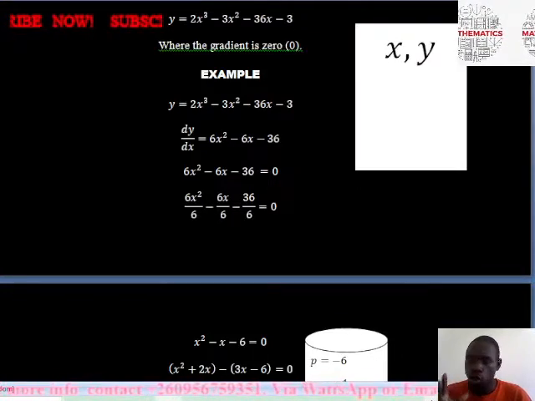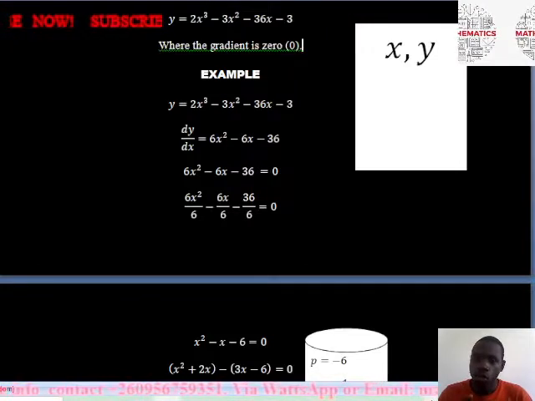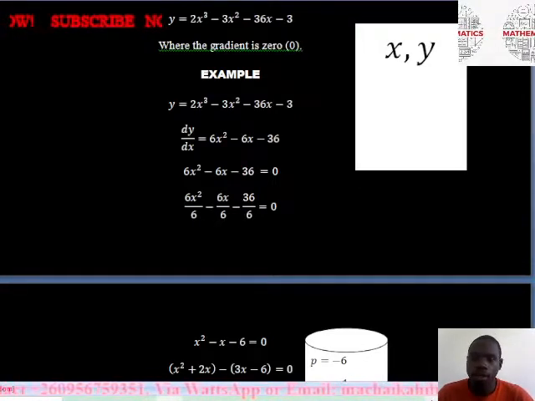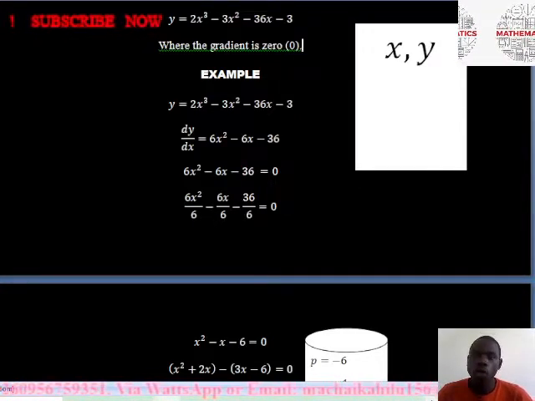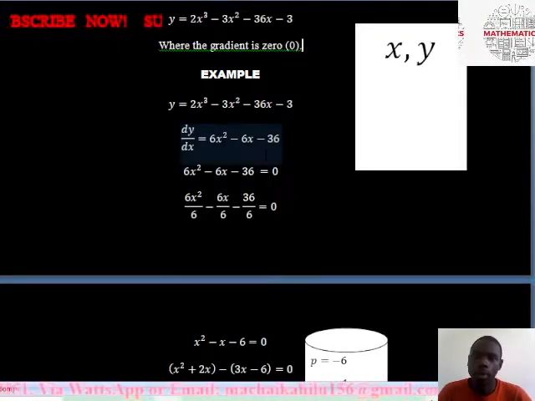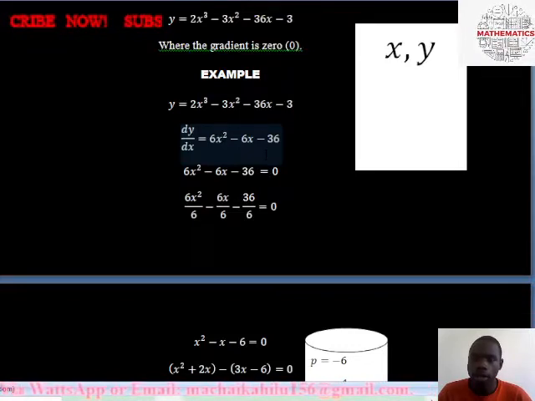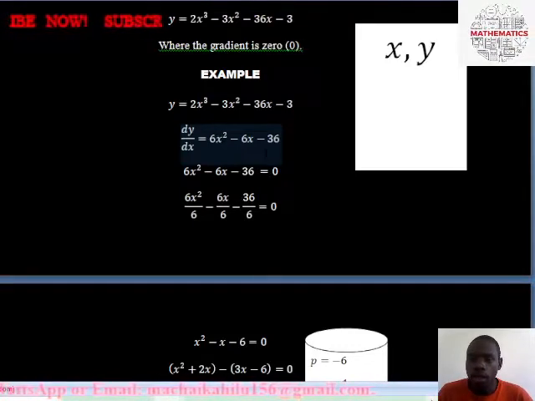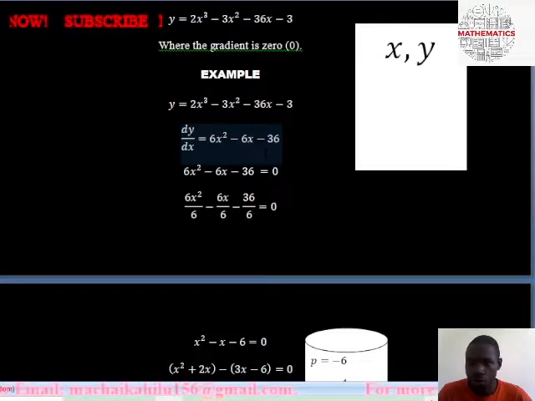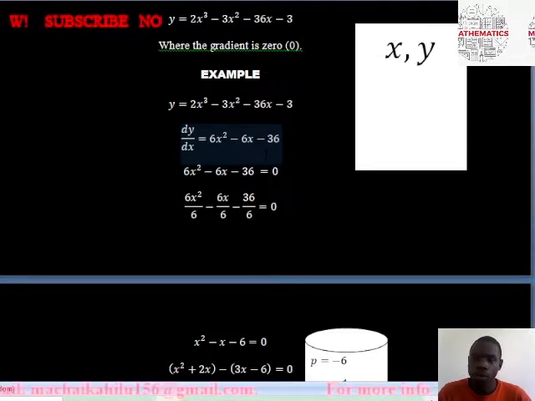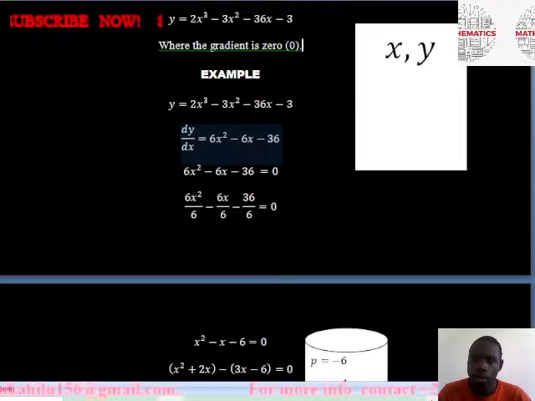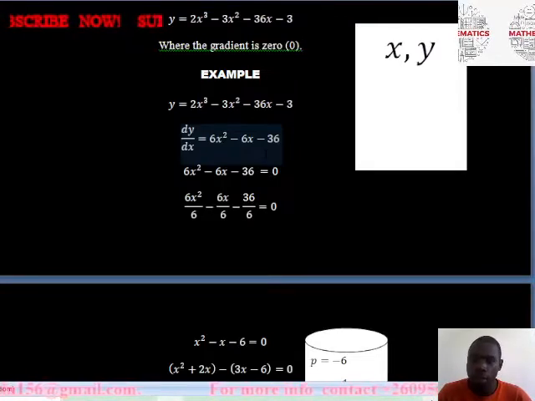Remember that first of all, you need to differentiate it. When you're differentiating 2x cubed minus 3x squared minus 36x minus 3, you are going to get 6x squared minus 6x minus 36. The 3 there is a constant, so it is the same as 0, so we cannot add it. It will just give us 6x squared minus 6x minus 36.